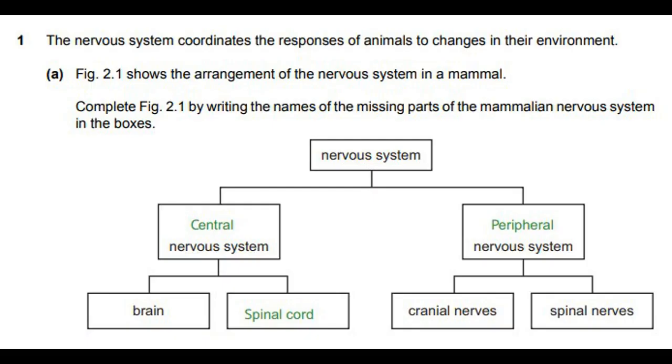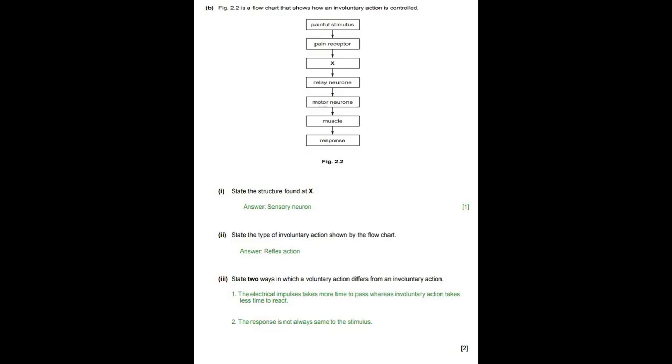Okay, let's start. The nervous system coordinates the responses of the animals to changes in the environment. Figure 2.1 shows the arrangement of the nervous system in a mammal. Complete Figure 2.1 by writing the names of the missing parts of the mammalian nervous system in the boxes. Nervous system, central nervous system. The subtopic is brain and spinal cord. Next is the peripheral nervous system, and it is cranial nerves and spinal nerves.